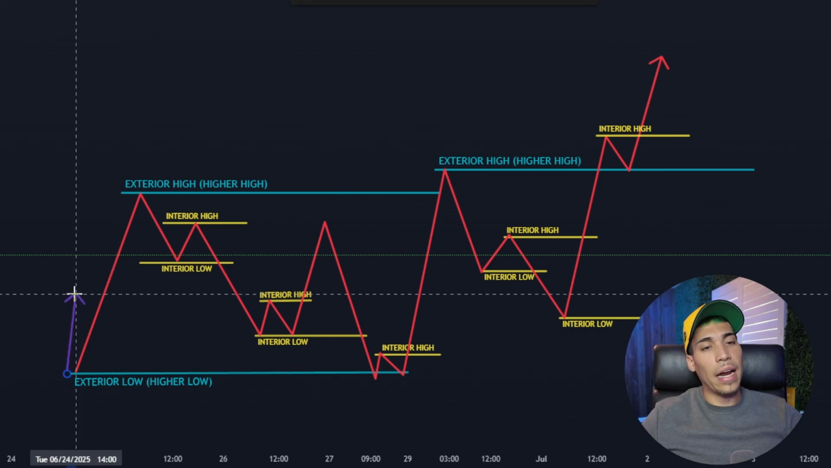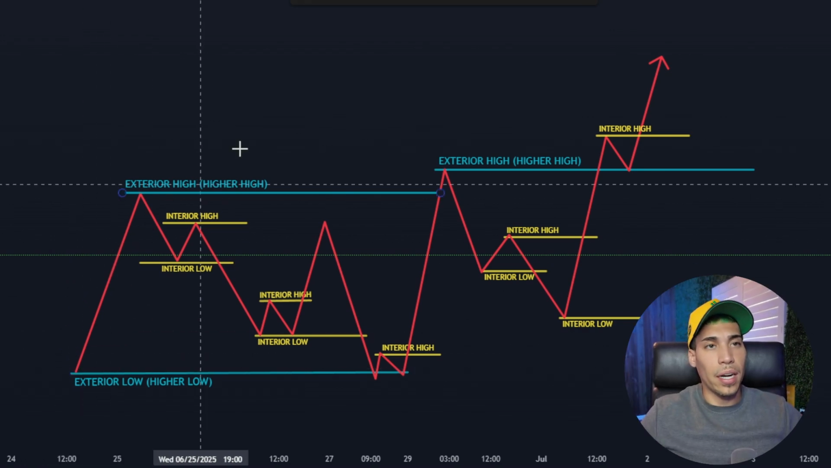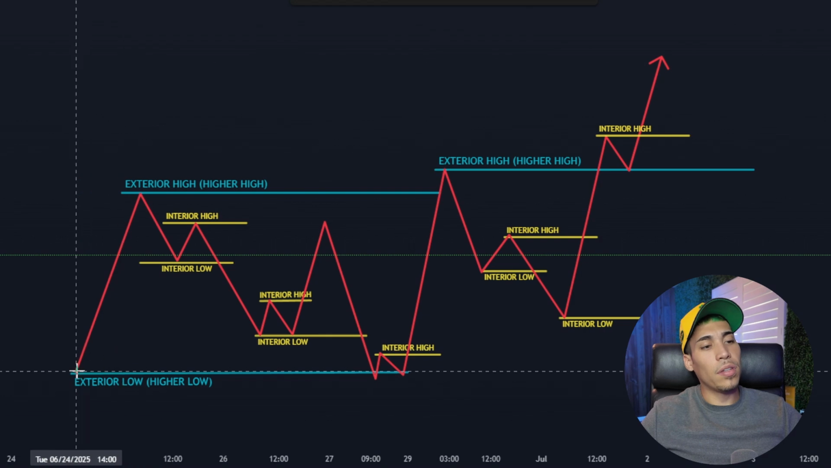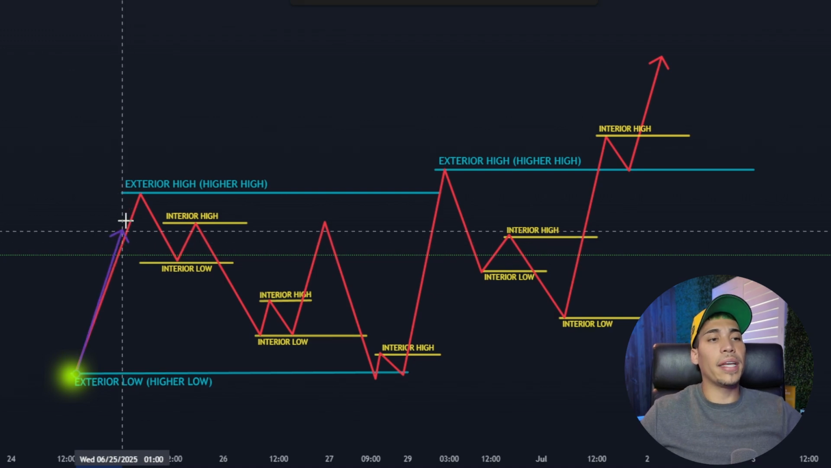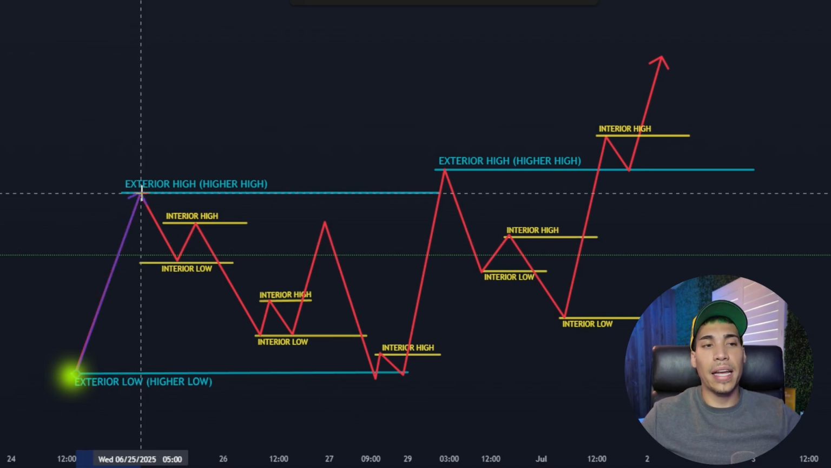So I'm going to use this arrow to show you guys exactly what we have going on in this particular model. At first, this is our ultimate low, so that's going to be our major structure point, which is a higher low in this instance. And we come all the way up to create some type of exterior high, which is a higher high, okay?